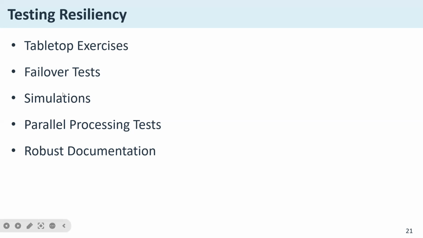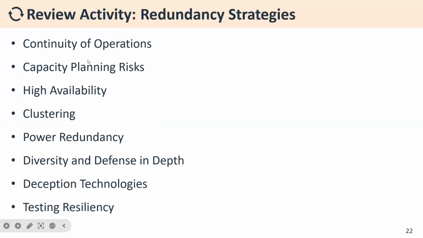You do enough of simulations, you do parallel processing testing, right? You do robust documentations. All of these things are ways you can actually test your resilience to make sure that if something happens, you can actually come back on track. So here we've looked at continuity of operations. That's making sure that whenever incidents happen, we can get back on track. We've looked at capacity planning, high availability, that's quality of service, clustering, power redundancy, diversity, deception, and testing resilience.